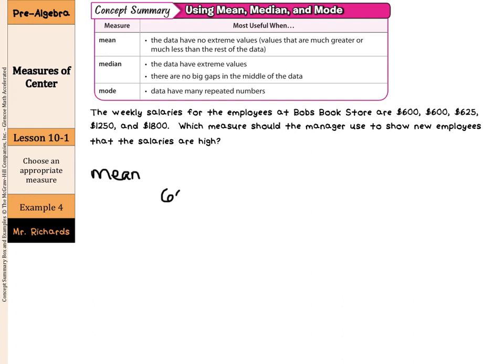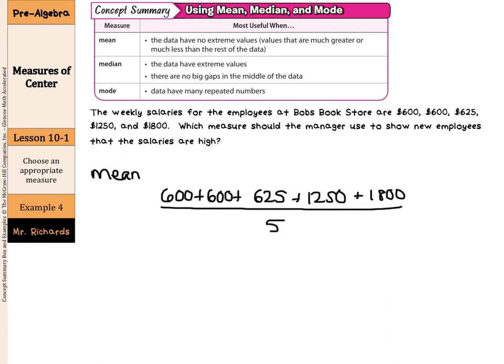To calculate that mean, you go 600 plus 600 plus 625 plus 1,250, it's double the first 3 salaries, and then 1,800, which is 3 times those first 2 salaries. Well, you'd end up dividing that by 5, and once you add, you end up with 4,875 divided by 5, which gets you a mean salary of $975.